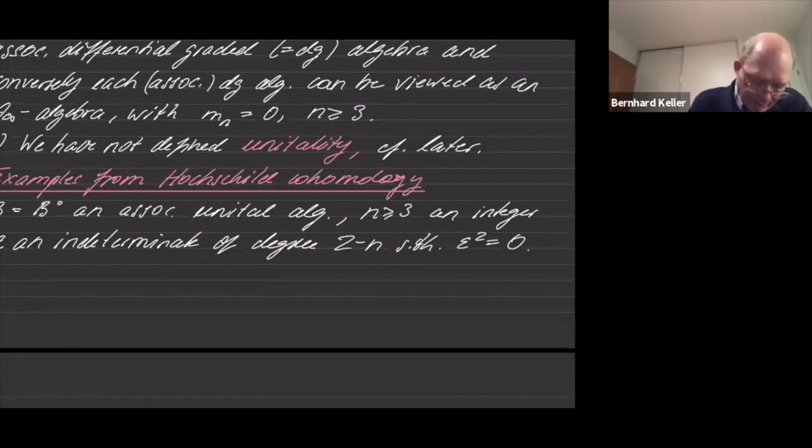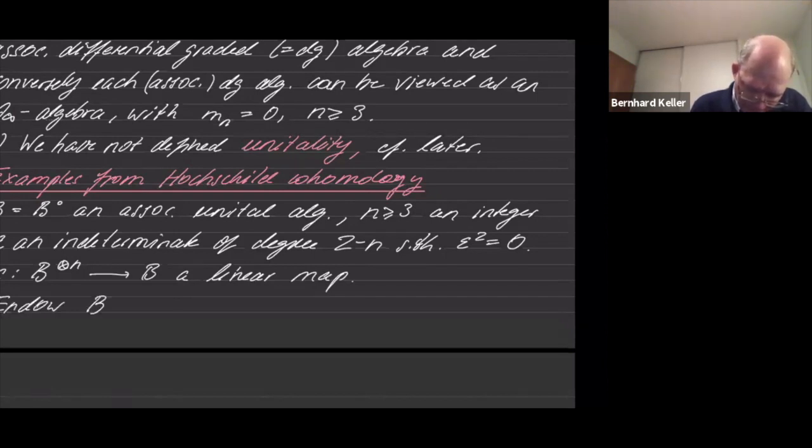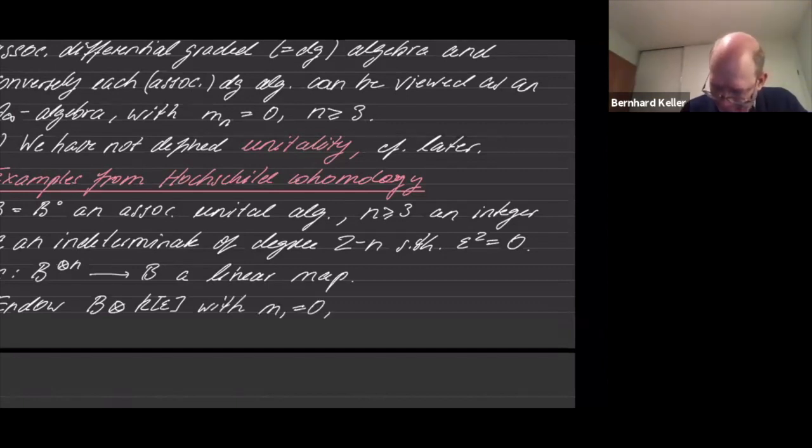And let's consider C, a linear map from the nth tensor power of B to B. And now we consider the tensor product of B with this algebra of dual numbers. We endow it with vanishing M1. M2 is the multiplication of the tensor product.